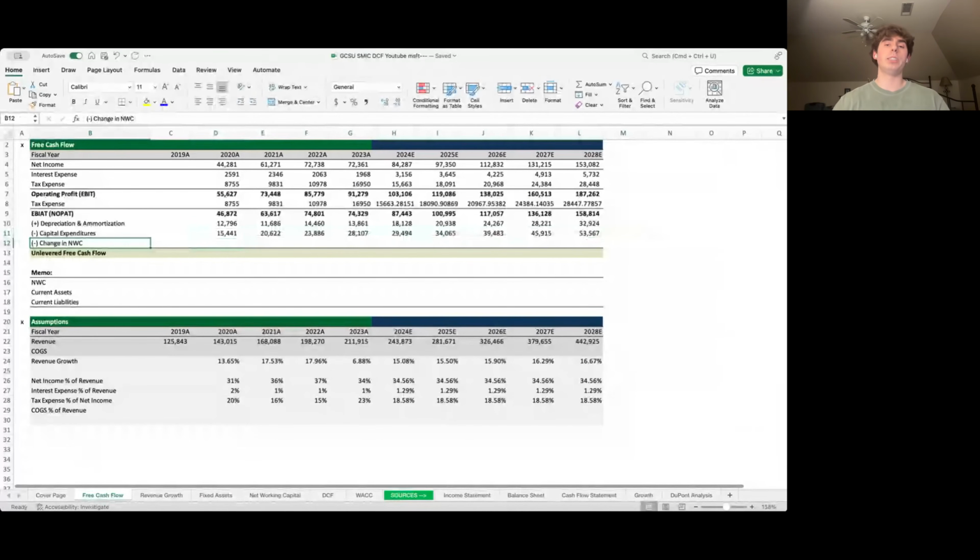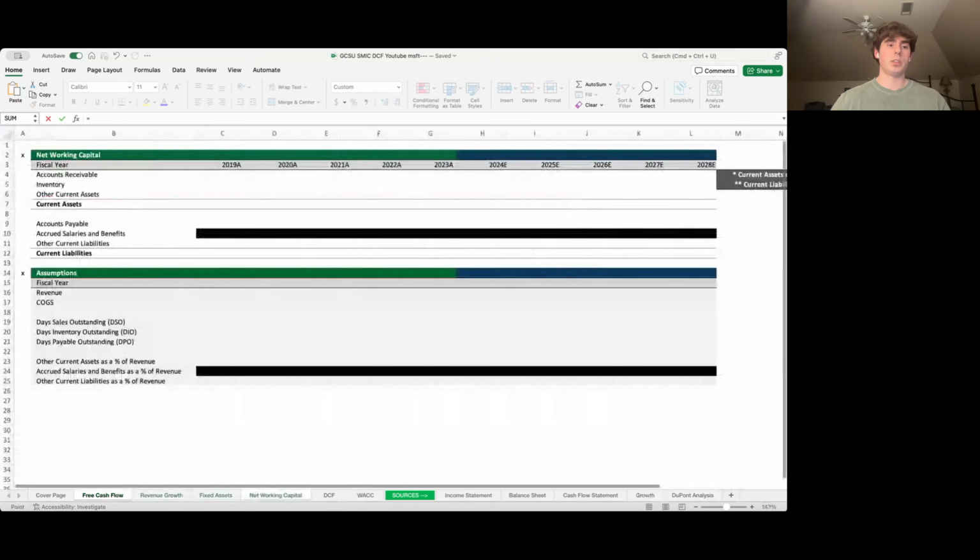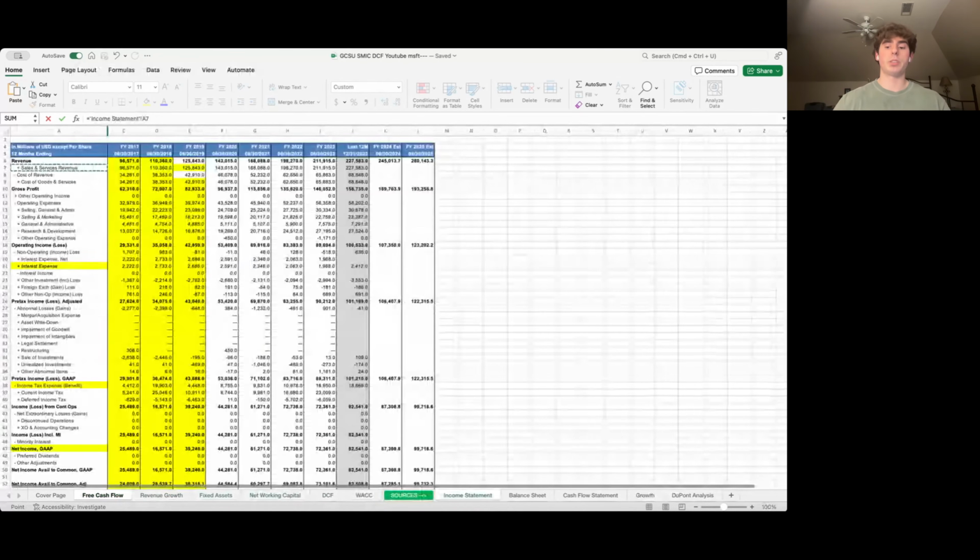Net working capital is how a company operates on a daily basis. Net working capital is also current assets minus current liabilities. We're first going to be solving or projecting out their COGS. COGS stands for cost of goods sold. These are the direct expenses associated with running the business. So we first have to fill in their previous year's COGS. It's the same as cost of revenue on their income statement.